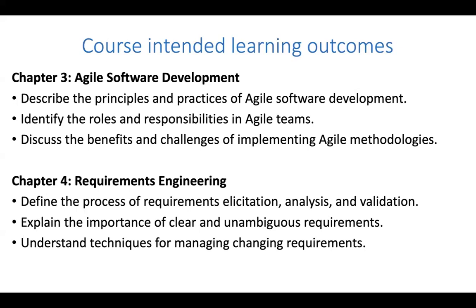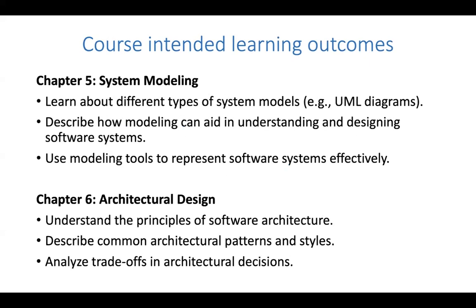Define the process of requirement elicitation, analysis, and validation. Explain the importance of clear and unambiguous requirements. Understand techniques for managing changing requirements. Because in every change, there is a certain time and possible cost when it comes to requirements changes. Number 5 focuses on system modeling. And chapter 6 is architectural design.